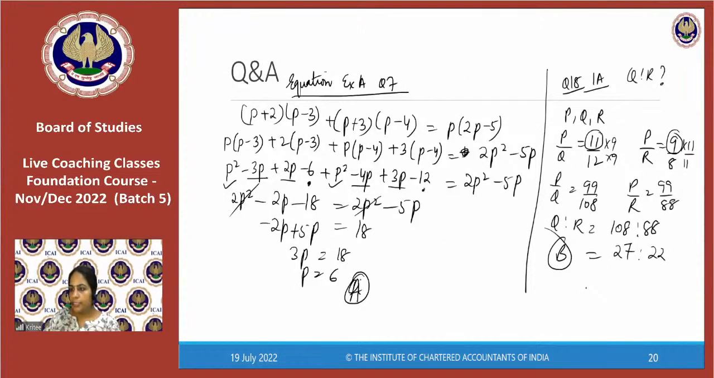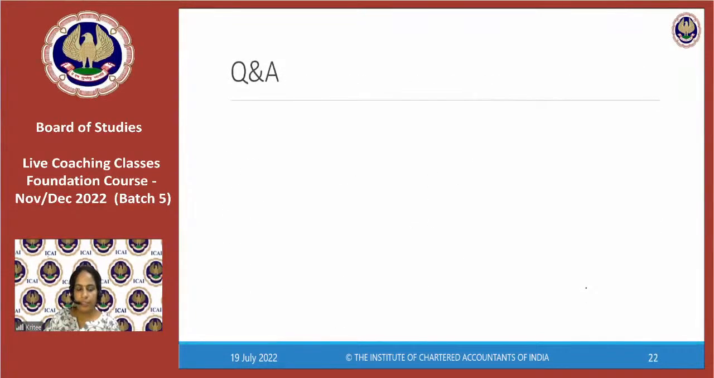Next, Yashvi is asking question number 8 of exercise A. So we'll go to exercise A, question number 8. Oh, that's an easy one. Question number 8 of exercise A, page number 2.3.